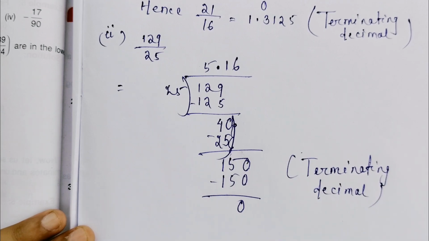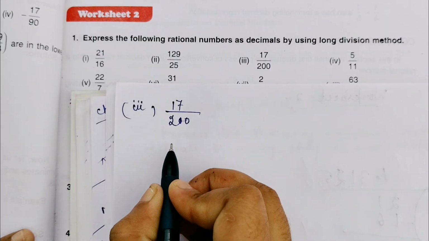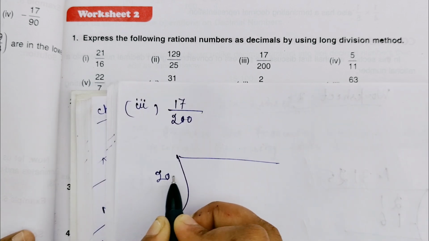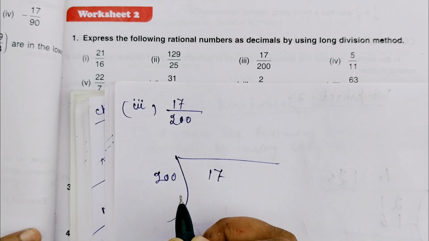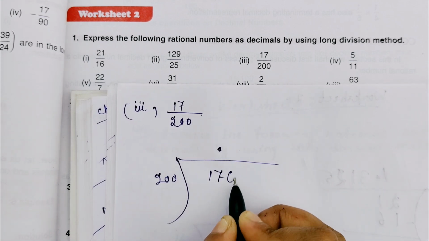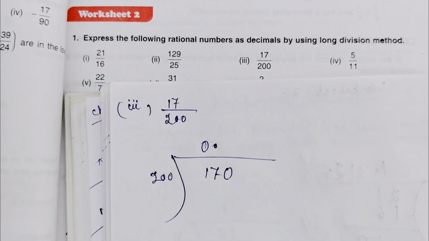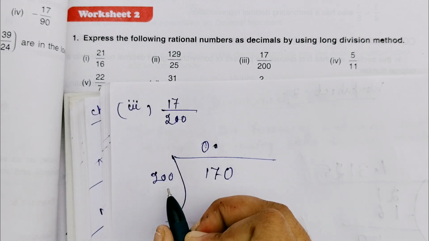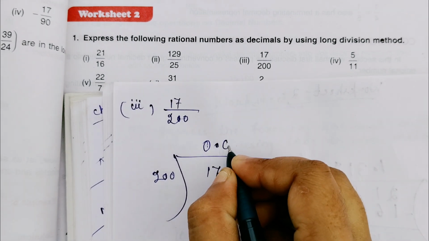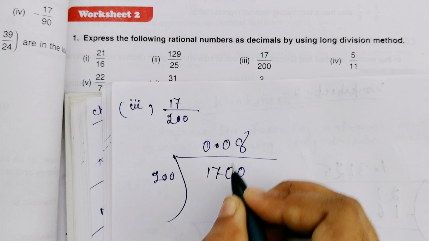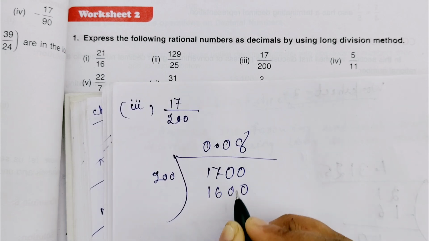Now we solve another one. 17 by 200. Now we divide it. 17 is less than 200. Then here we put a point and use 10. Then 170 is also less than 200. So here we put 10 and here we put 10. Then 1700. Then 200 8s are 1600.